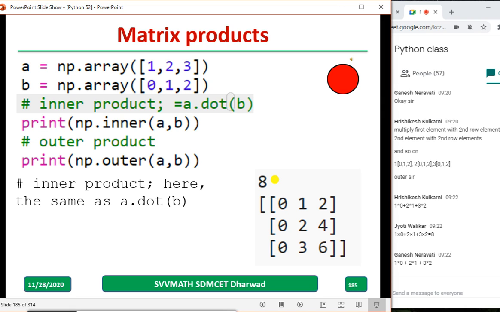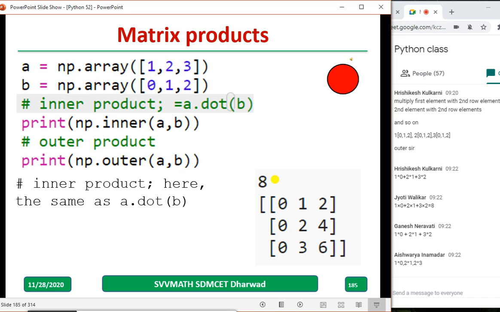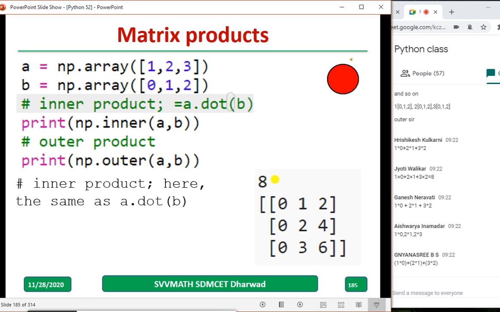Hope all of you are active, all of you are there. Don't be idle. Try, use your brain. All of you will be intelligent. Jnanashri has typed. Aishwarya has typed. Sindhu.